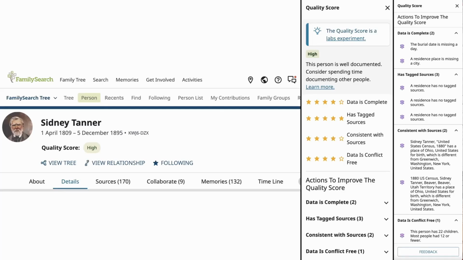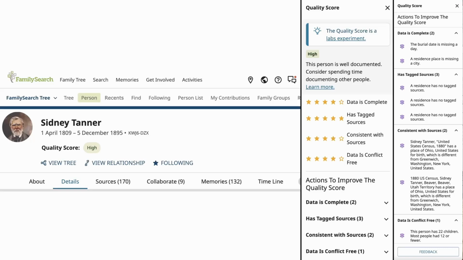And here it says that there's more data that could be added, so maybe we could go back in and see what else is missing. It says it has tagged sources, which means they've been tagged to individuals who are identified in the source. And that's 5 stars. And it's consistent with the sources. Well, there may still be some inconsistencies. And the data is conflict-free. See, it's not perfect, but it has a very good high score.